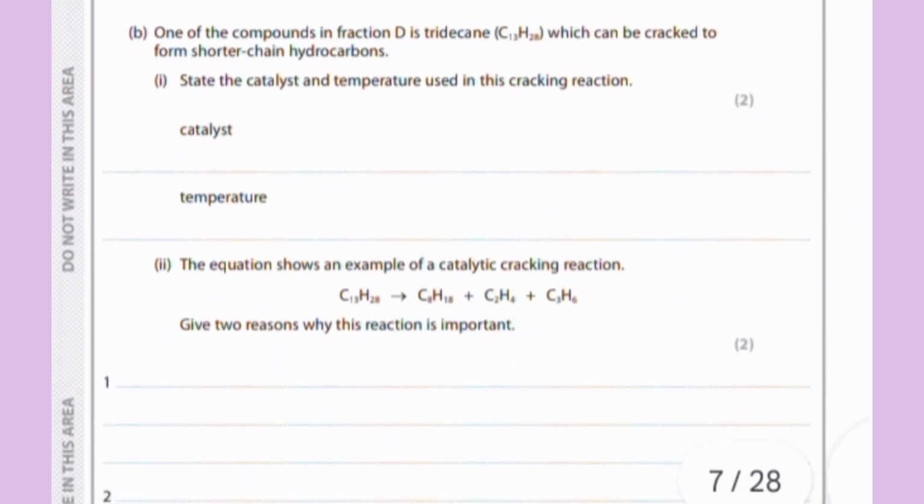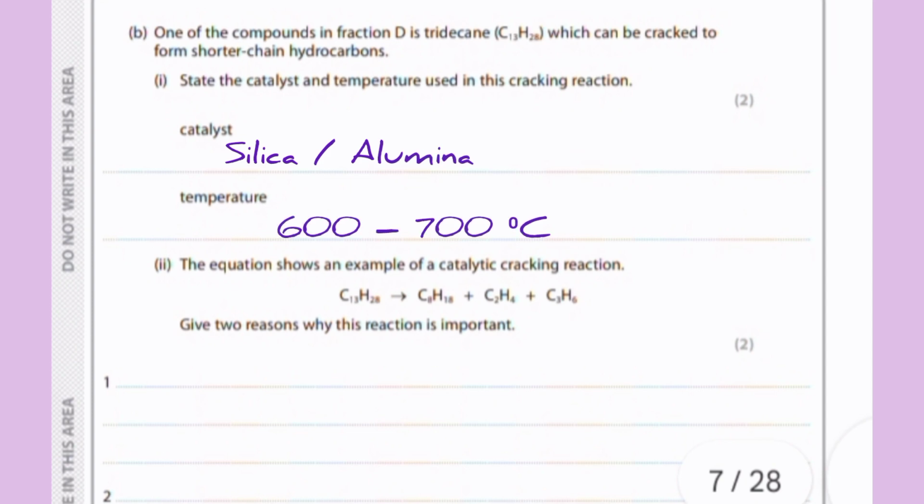B. One of the compounds in fraction D is tridecane C3H28, which can be cracked to form shorter chain hydrocarbons. Part 1. State the catalyst and temperature used in this cracking reaction. So in cracking reactions, we have to use a silica and alumina catalyst. So you can write either one. Temperature we use of 600 to 700 degrees centigrade.